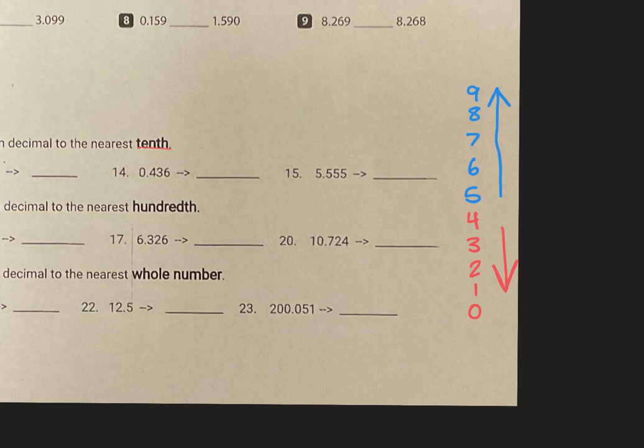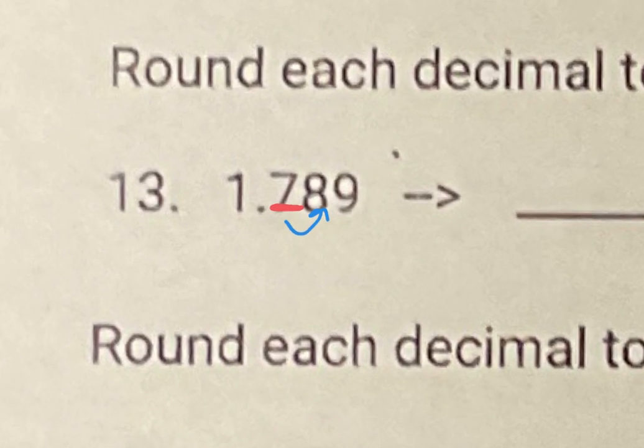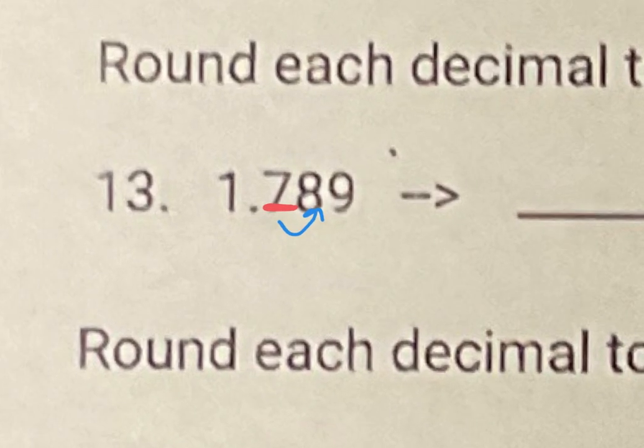But if the number is 5 or above, which in our case is 8, it's going to tell me to round up. So if I look at this, I have an 8, and then it tells my 7 to round up. So instead of 1.7, it'll be 1.8. And then everything behind that really becomes a 0.